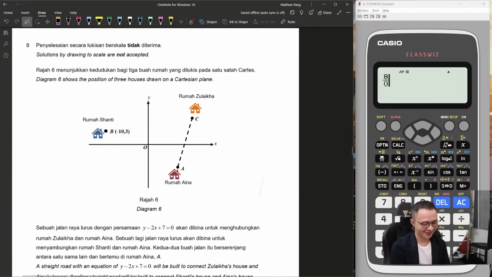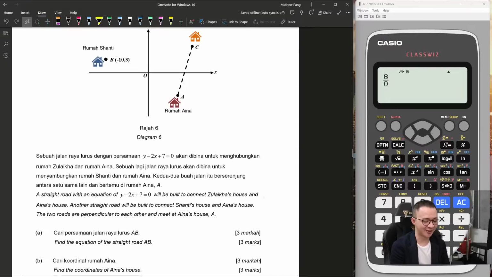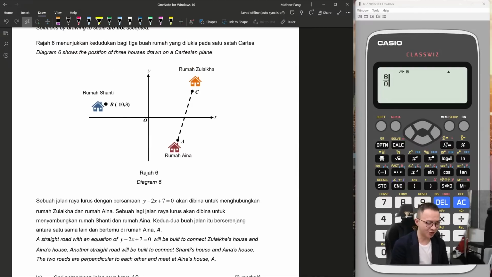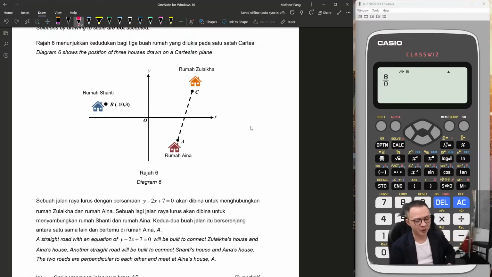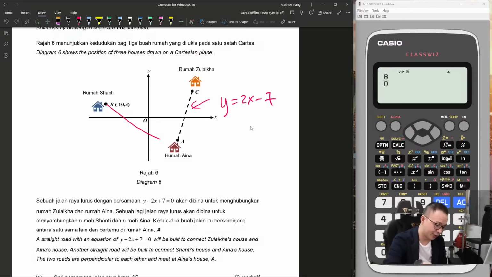So we have this diagram showing 3 houses drawn on the Cartesian plane. A straight road with the equation y equals 2x minus 7 is built to connect July's house and Aini's house. Then another straight road is built to connect Sandy's house and Aini's house. So we have another route from here to here.